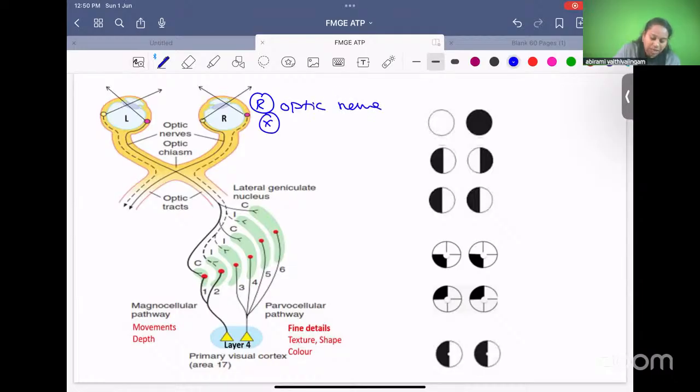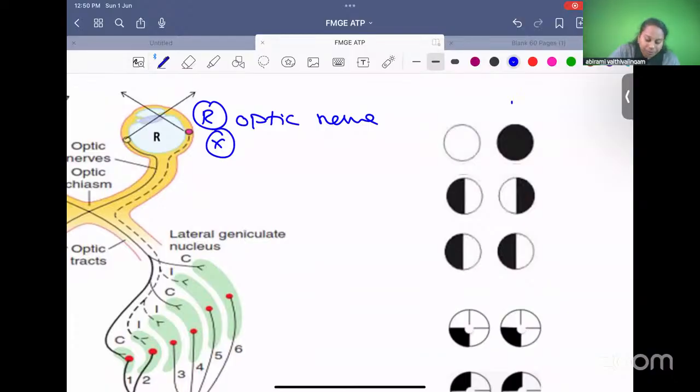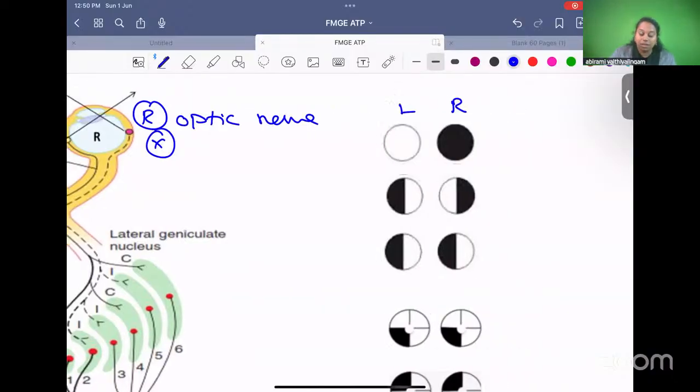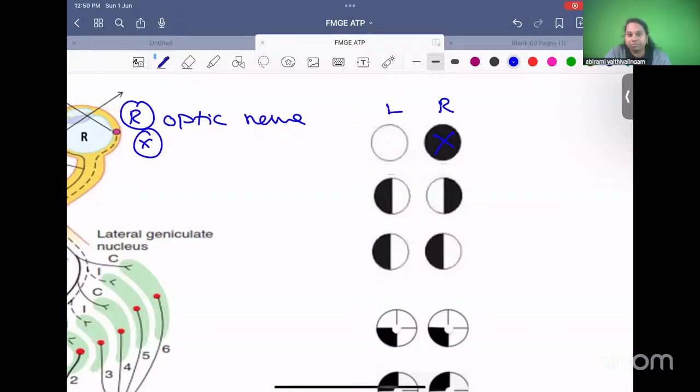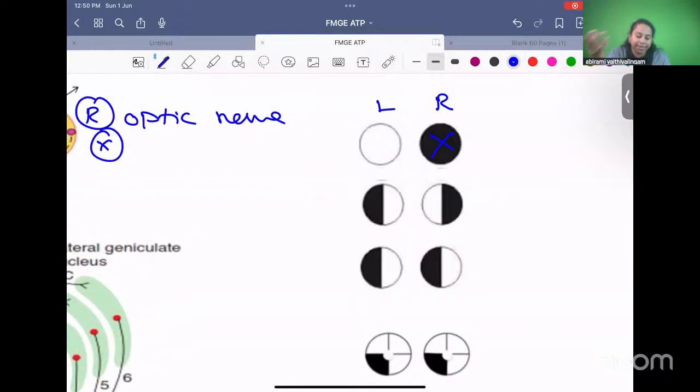If there is any damage to the right side optic nerve, this is the right field and left field, you will not see anything on the right eye because the right side optic nerve is cut. Right eye blindness. This is called monocular blindness. Monocular means one eye is blind, the left is normal.